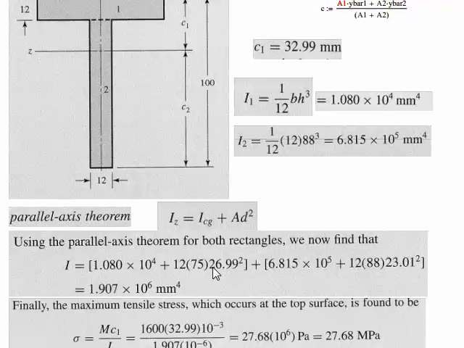The moment of inertia contribution of the second region is its moment of inertia about its own centroid plus its area, 12 times 88, times the distance squared. The distance is 56 minus the 33, which is incredibly close to 23. Adding all of this up, we get 1.9 times 10 to the 6 millimeters to the fourth. That is the moment of inertia of this cross section about its own centroid, and that's what we need to do any stress computations.